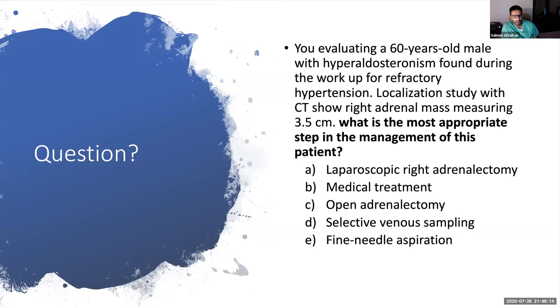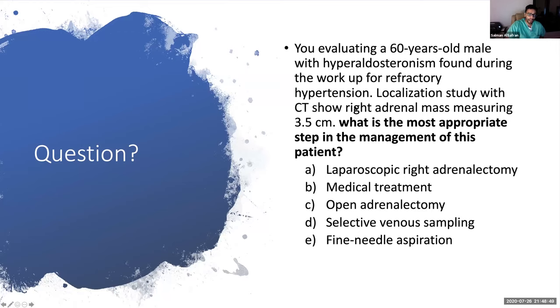All right, okay. So this is actually a very tricky question, okay? With hyperaldosteronism, or aldosteronoma, the tumor is actually less than 1.5 centimeter, okay? So the answer is actually selective venous sampling, okay? Two things about the question here you need to pay attention to. The age of the patient, okay? Age of the patient.